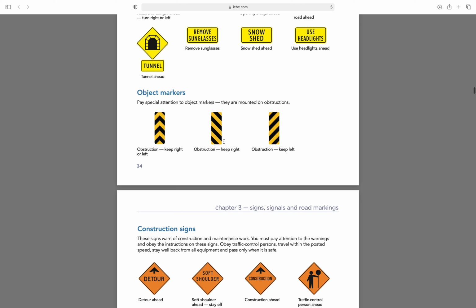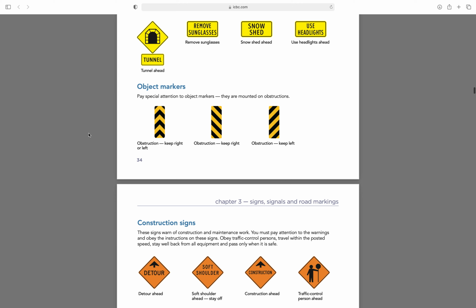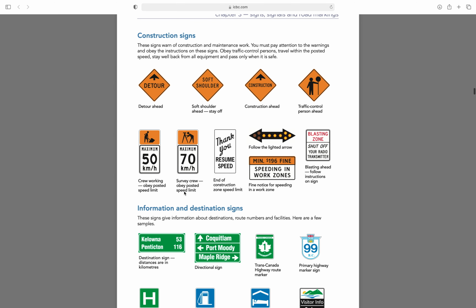Okay, these signs are really common as well. So you just kind of want to be mindful. Again, they usually come with a supplementary sign above that will tell you more information. But obstruction, keep right or left. See, this one is going to the middle, showing that you're going to have a problem in the middle of the road. And this one is going to the right to show you to keep right. And this one's going to the left to tell you to keep left.